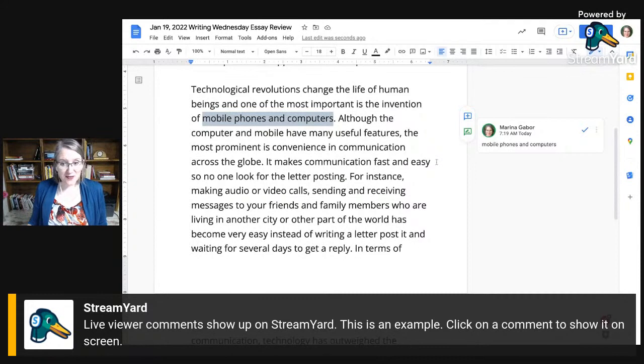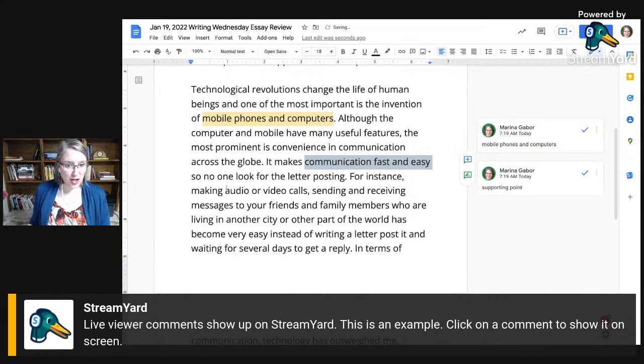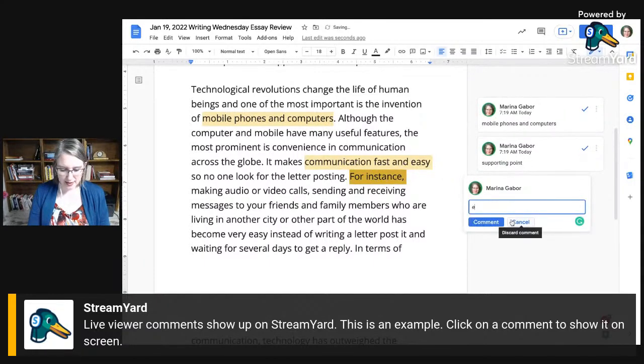It makes communication fast and easy. Okay, so here's a supporting point. Nice. So no one looked for the letter posting. I think he means that nobody's going and looking for the mail. So right now at this stage, we're not looking for word usage, sentence structure, this kind of thing. We're looking for ideas and structure. For instance, okay, so now we have an example. Excellent.